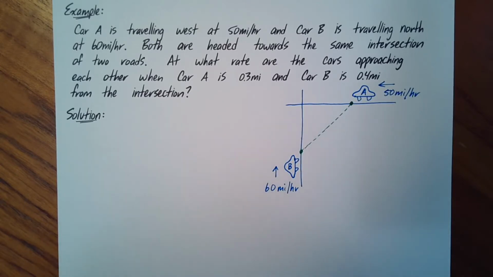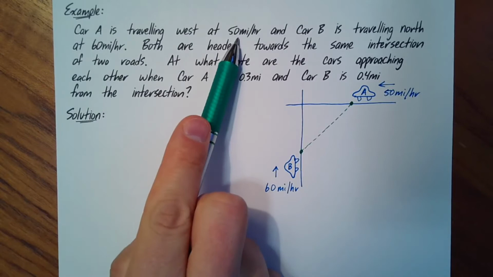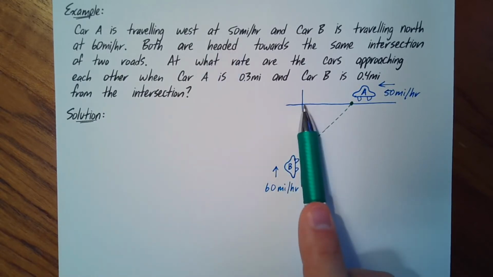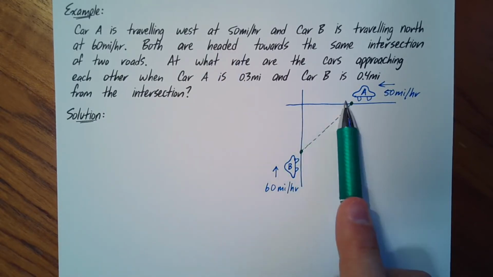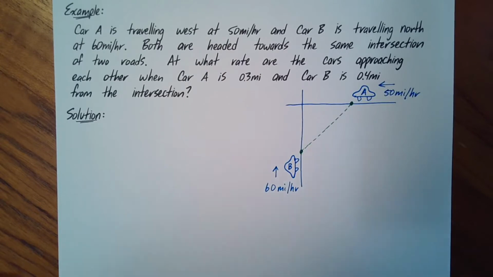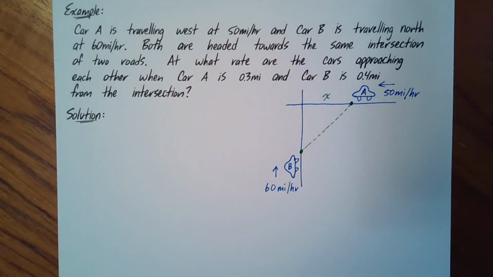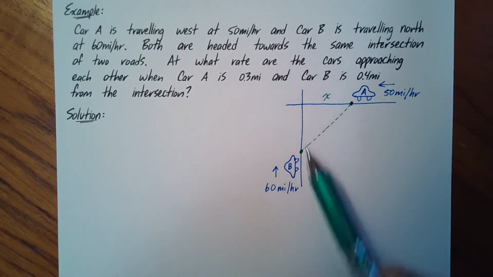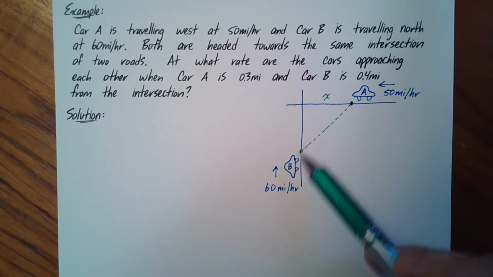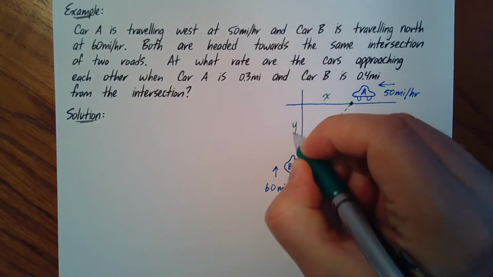And we're given information about the rates of change of two other distances in this picture, right? If car A is traveling west at 50 miles per hour, that tells you how fast this horizontal distance is changing. So that argues in favor of giving that distance a variable. How would we call that? Call it whatever you like, but I'm going to write the letter x. And then we can measure this distance here between car B and the intersection as y.